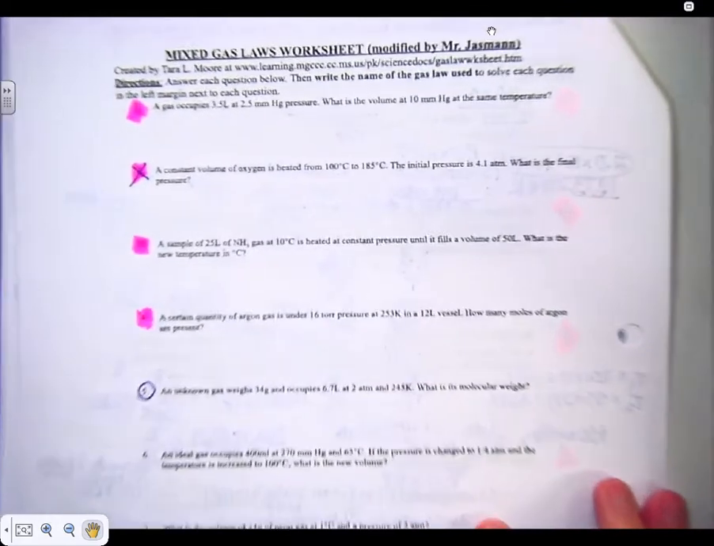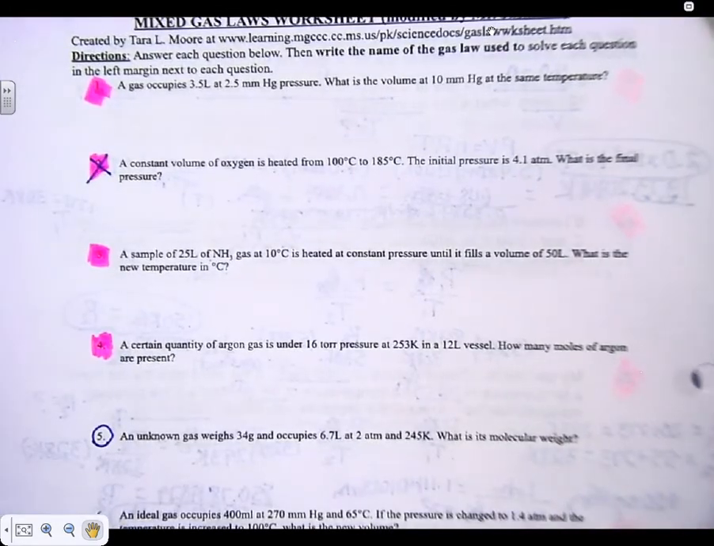Because I just want to do several examples, because there's lots of different kinds of problems here. And you have to be able to read the problem, identify what you're given, and then determine what equation you need to use to solve that problem and answer that question. So let's go ahead and look at the first one here on this page.